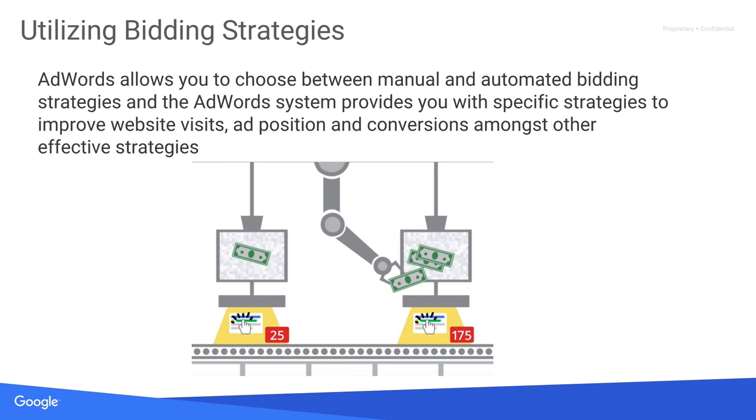AdWords also gives you the option of optimizing bids based on location, device, and time. If there is a specific device, location, or time of day or day of the week during which you expect a lot of traffic, you can set adjustments to capitalize on this as well. The setup for this is fairly simple. Just navigate to the Settings tab and click on the appropriate tab to set the bid adjustments.